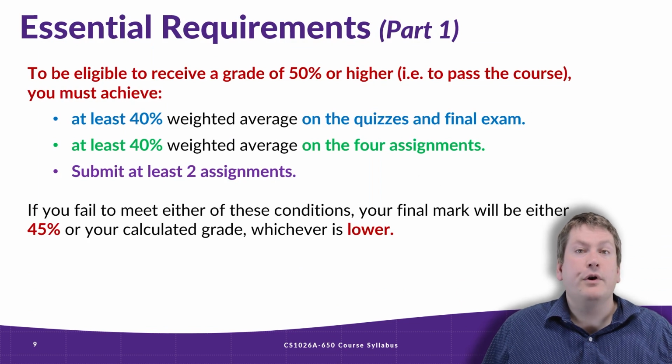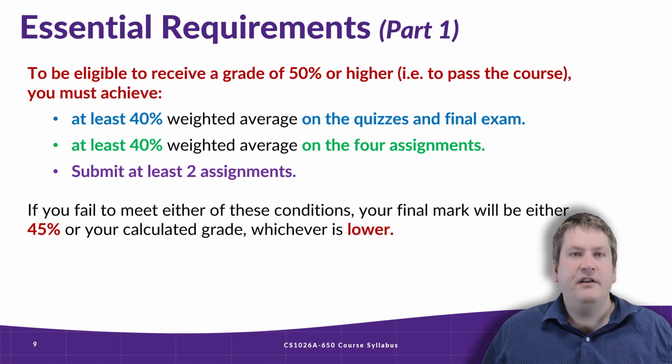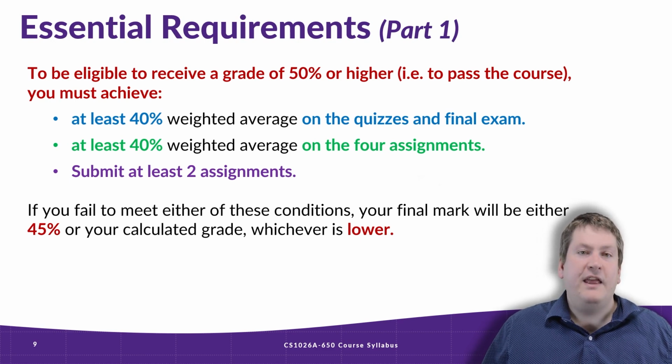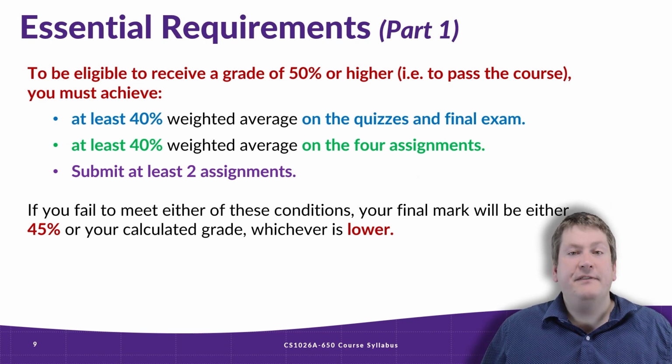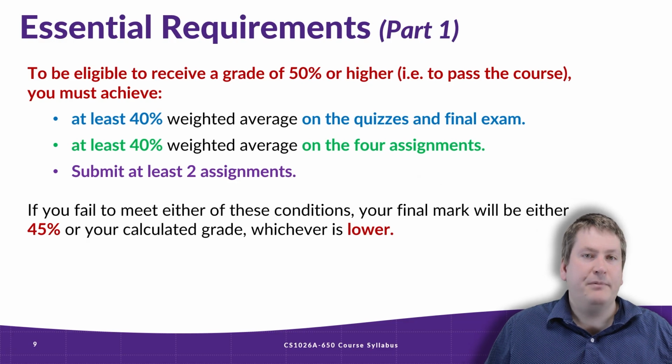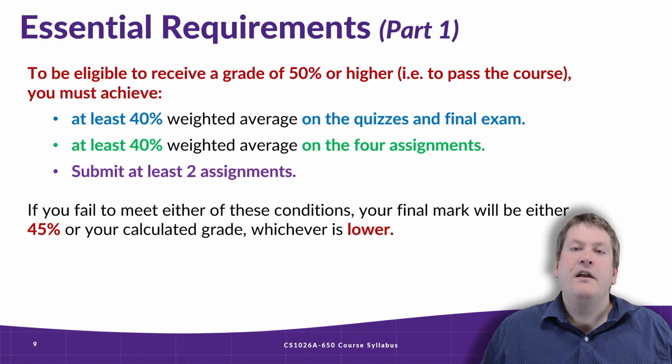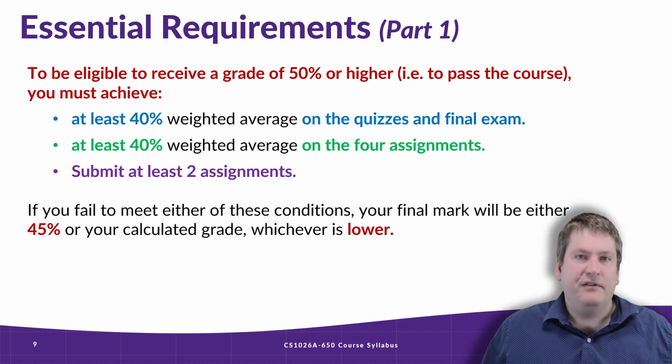Now, there are a few very important rules for how your final grade will be calculated, so please pay attention. The first is that to pass this course, that is to achieve a grade over 45%, you must satisfy the following requirements. First, you must have a weighted average of 40% on the quizzes and final exam put together. Second, you must have a 40% weighted average on the 4 assignments. And lastly, you have to submit at least 2 assignments with any grade, so long as that makes your overall assignment grade over 40%. If you fail to meet any of these requirements, your final grade will be capped at 45%, and you will fail the course. So please keep these in mind, and don't forget about doing those assignments.